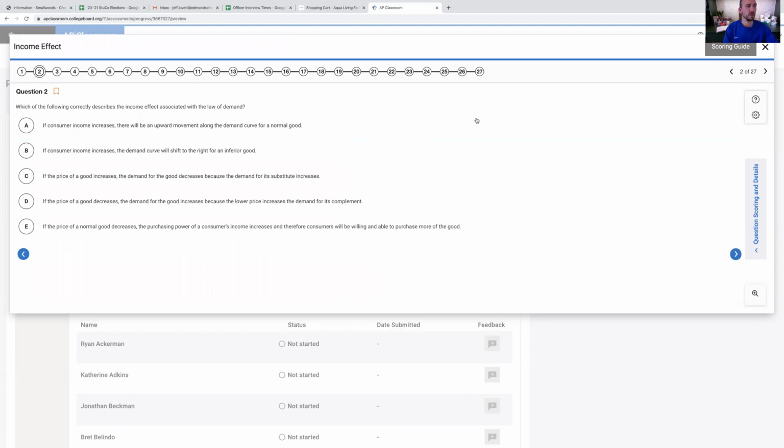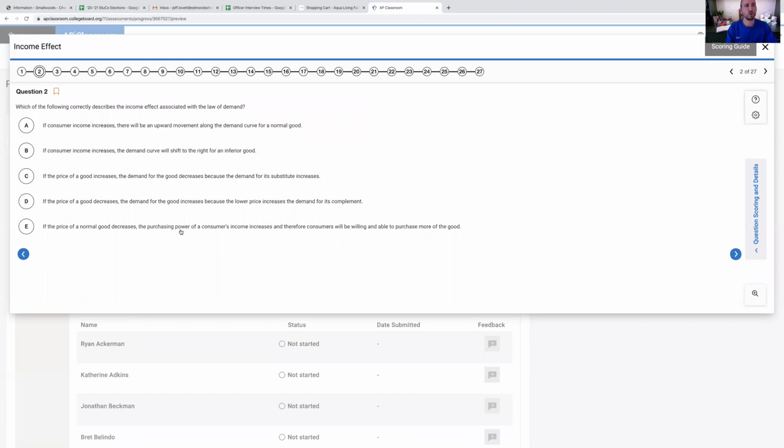Okay, number two, which of the following correctly describes the income effect associated with the law of demand? So the income effect essentially says that as the price goes down, your purchasing power increases, right? So even if your income stays the same, your real income changes when the price of something changes. So on number two, the income effect here, your answer would be E.